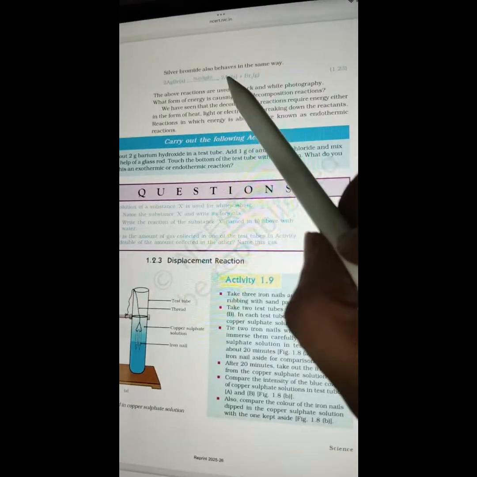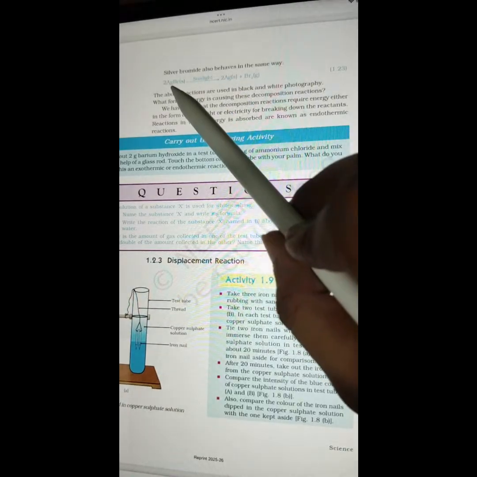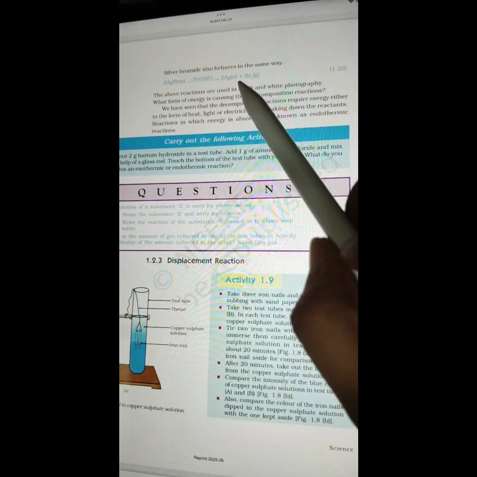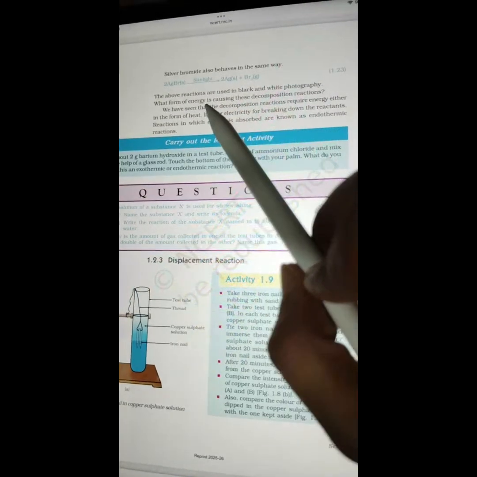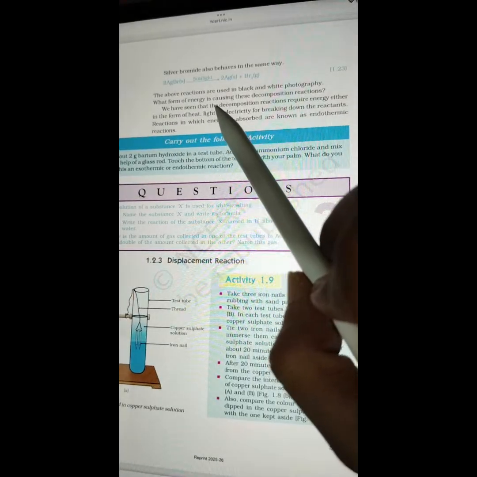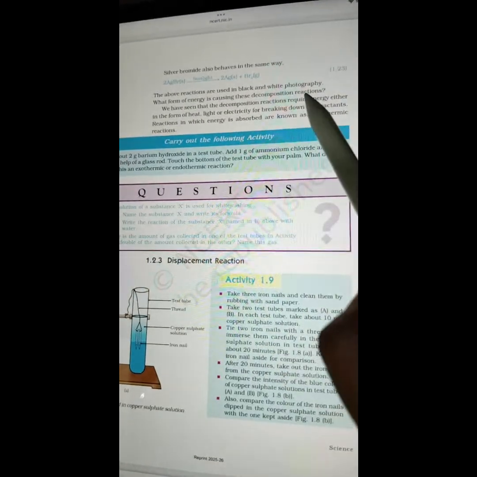Silver bromide also behaves in the same way. So 2AgBr in solid form, in the presence of sunlight, will yield 2Ag solid plus Br2 gaseous. The above reactions are used in black and white photography. What form of energy is causing these decomposition reactions?